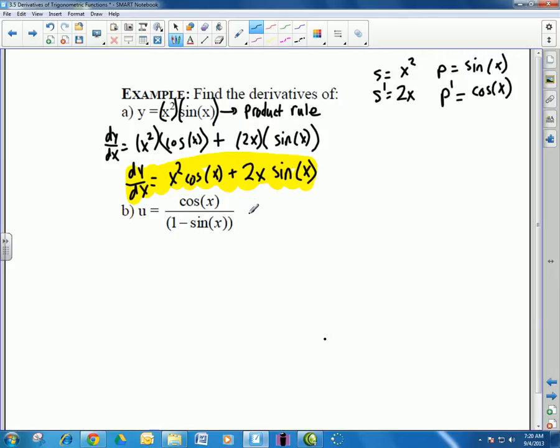So this would be our derivative of that original function. Then on part B, you notice you have cosine divided by 1 minus sine of x. Here we would have to use the quotient rule. And remember, quotient rule is low d high minus high d low, all over low low. So if you want to go ahead and try this one on your own, you can, and then when you come back, check your answer and see how you did.